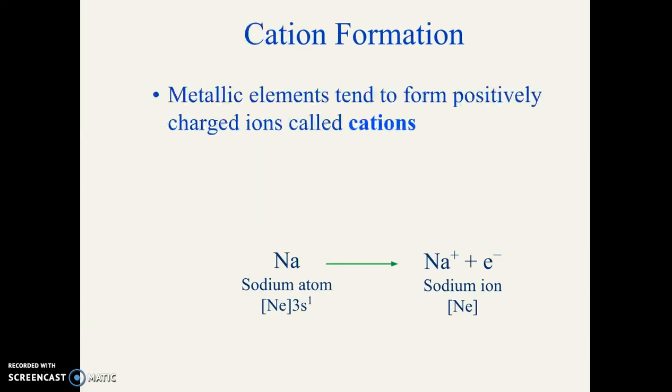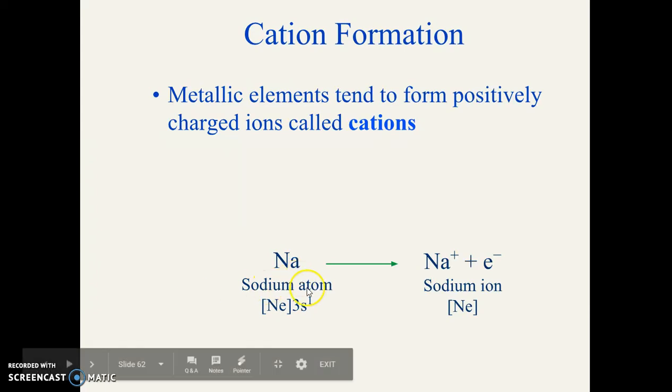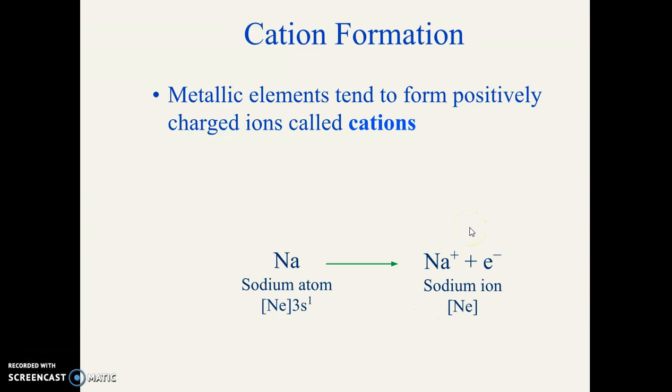Here's another example with cation formation. The metallic elements tend to form positively charged ions. So sodium, for example, and everything in column 1 has 1 valence electron, and it will lose that 1 valence electron. And when it does, everything in column 1 forms a 1+ charge. That's its oxidation number.